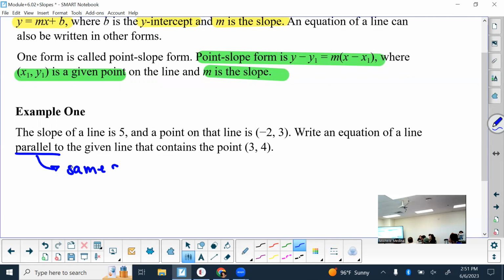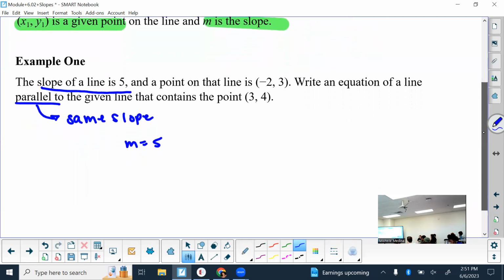They have the same slope. So if the first part tells me that it has a slope of 5, I don't really care what point it goes through. Does that make sense? Like I could make that equation, but I already know what the slope is. So I know that a line parallel to that line should also have a slope of 5.